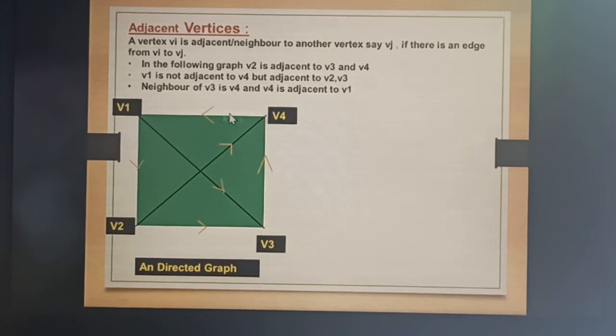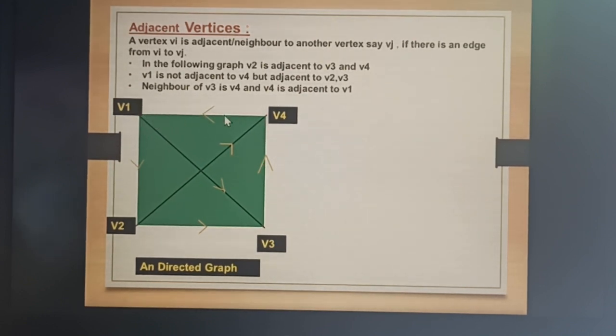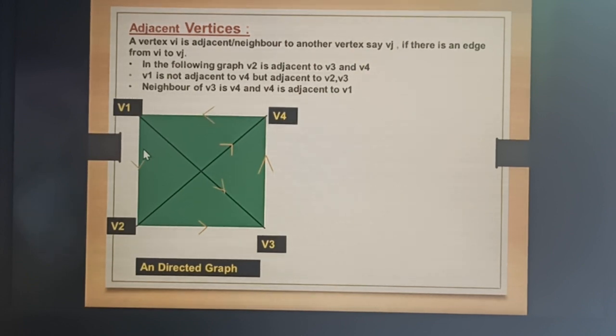V1 is not adjacent to v4, because there is no edge from v1 to v4; there is an edge from v4 to v1. But v1 is adjacent to v2 and v1 is adjacent to v3. So if there is one edge from one vertex to another vertex, then they are called adjacent vertices.